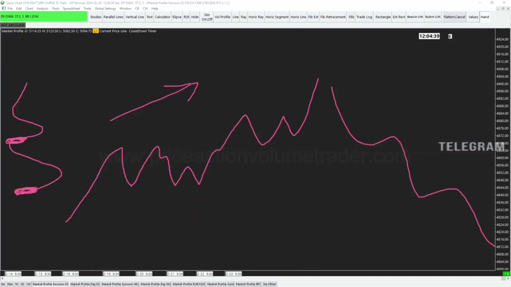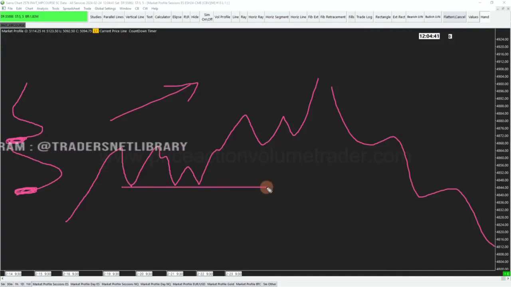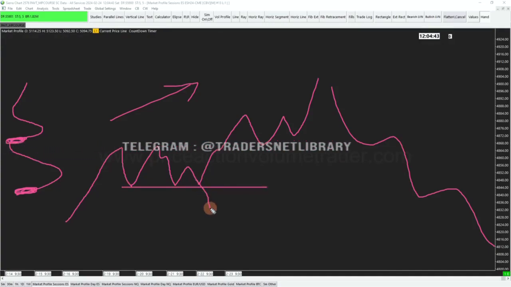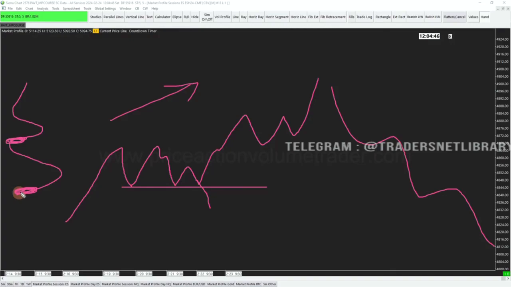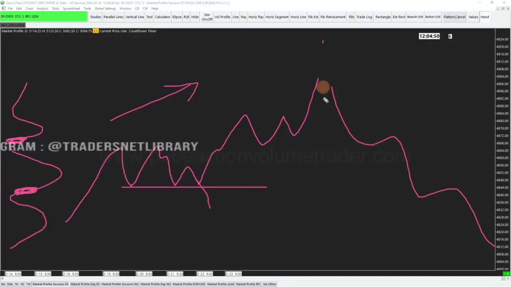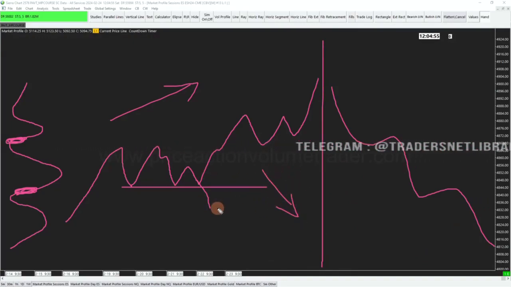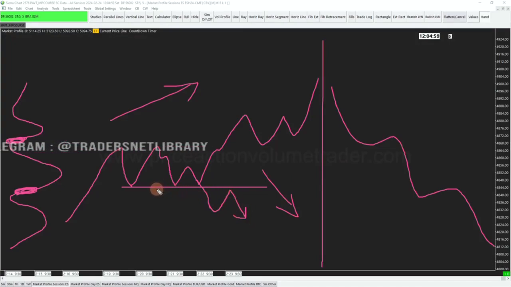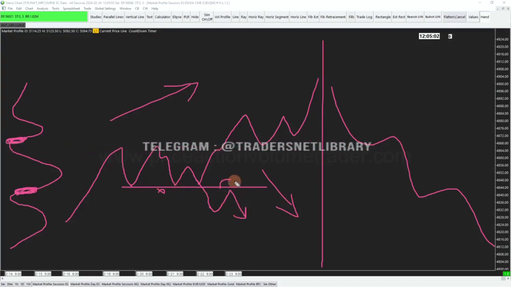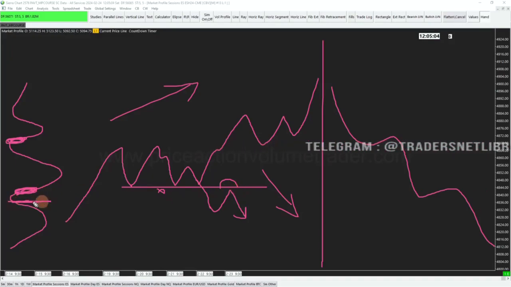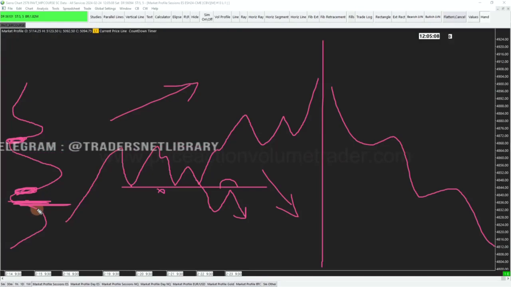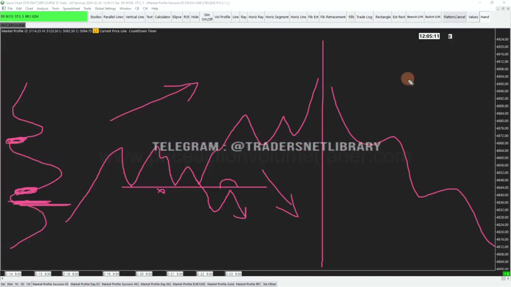Now, there is obviously a possibility we could break below this, in which case it would be the opposite. We would be breaking market structure to the downside. So then I'll be looking to get short on a retest of this broken support. We expect this to turn to resistance, and I'll be looking to get short on the top edges of high volume nodes.